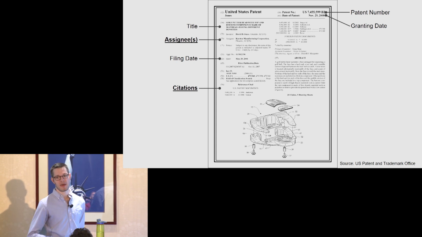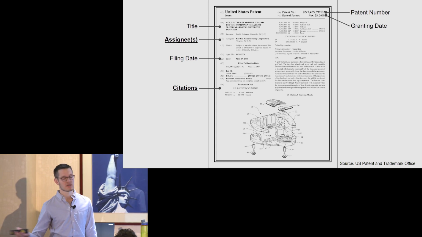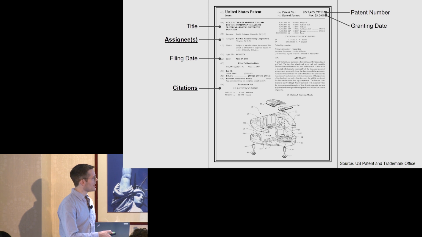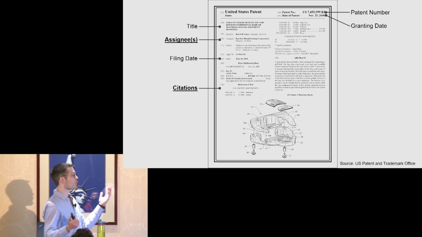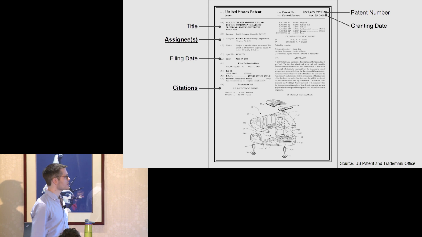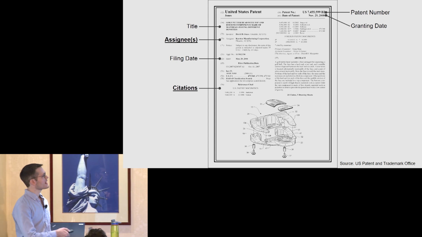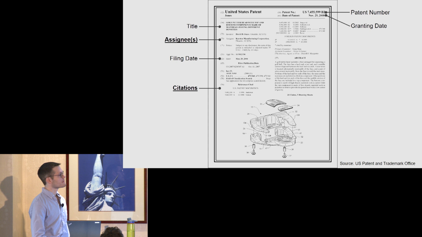There can be multiple of them. Sometimes it's the inventor. In this case, it's not. We have an inventor named David Jones here. He maybe worked for Karsten Manufacturing Corporation. We don't know. But that exclusivity is going to be granted to Karsten.